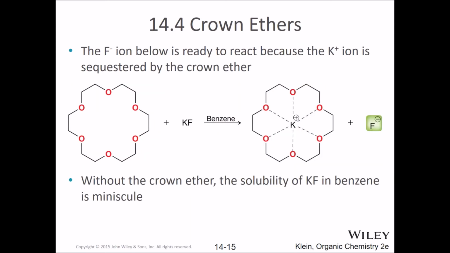The fluoride ion below is ready to react because the potassium ion is sequestered by a crown ether. So if you take potassium fluoride and put it in 18-crown-6 and then put those together in benzene, your potassium ion gets sequestered and your fluoride ion is ready to work. Without the crown ether, potassium fluoride is not very soluble in benzene. Why? Because of polarity, right?